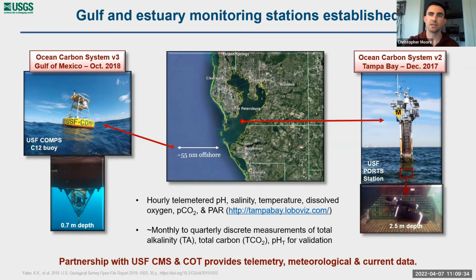We placed a second sensor package nearly 60 nautical miles offshore in the Gulf of Mexico, also on a USF buoy, in late 2018 as an offshore reference site. Both collect hourly pH, salinity, temperature, dissolved oxygen, CO2, and light measurements from these sensors. And we visit these sites approximately monthly to quarterly to collect discrete measurements for total alkalinity, total carbon, and pH to validate this sensor data.